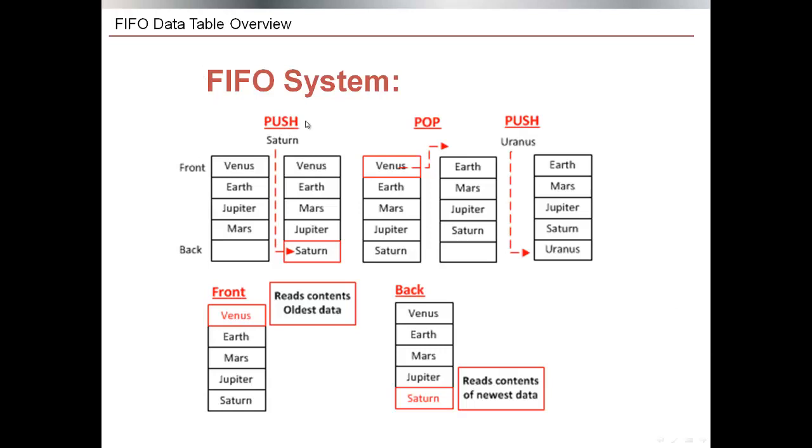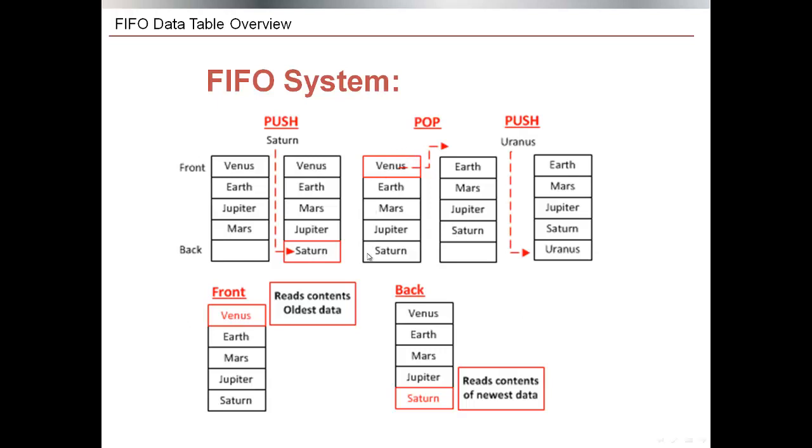When the push operation is performed, the information here has space in the back row, and the word Saturn is written to the back row of the table. The push command can only function if the table is not full. When full, you can use the pop function, which deletes the information in the front or top row.